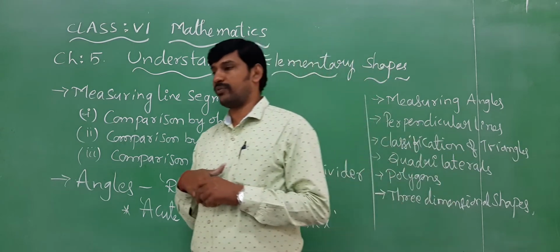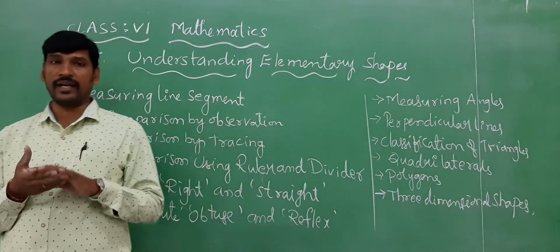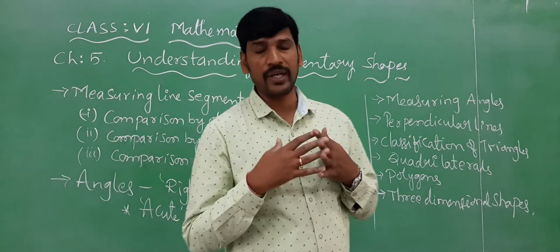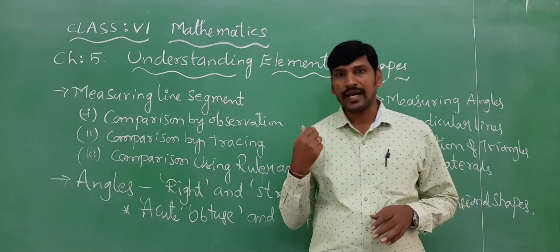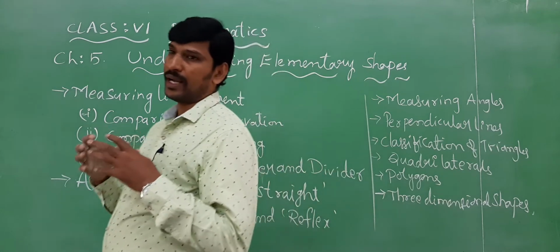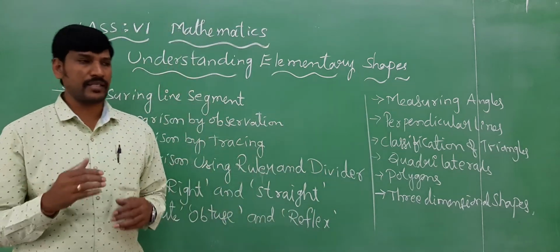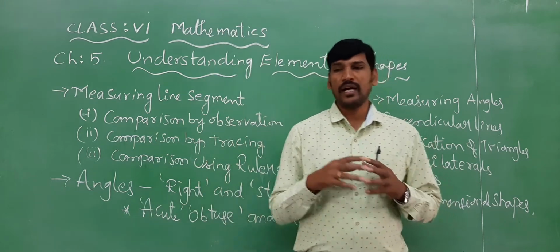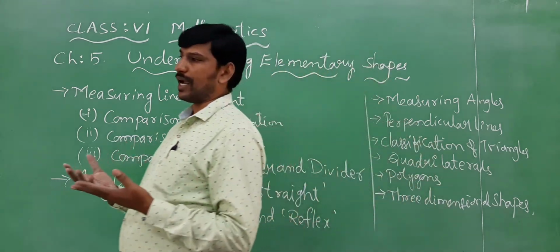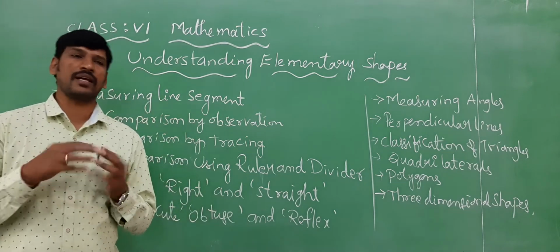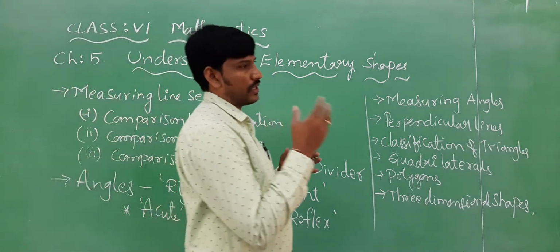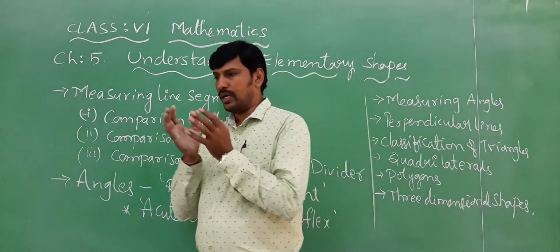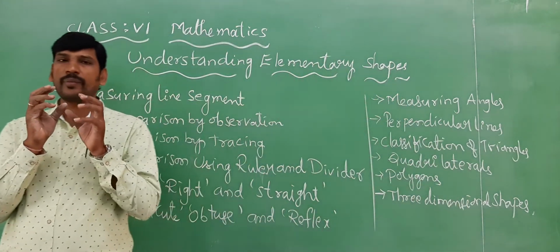In chapter number 4 we discussed basic geometrical ideas. What is a point? We discussed what is a line segment, what is a line, intersecting lines, parallel lines, a ray, as well as what is an angle and what is a triangle and a quadrilateral and a circle. We discussed what is a polygon also. So we discussed all different types of basic geometrical ideas.